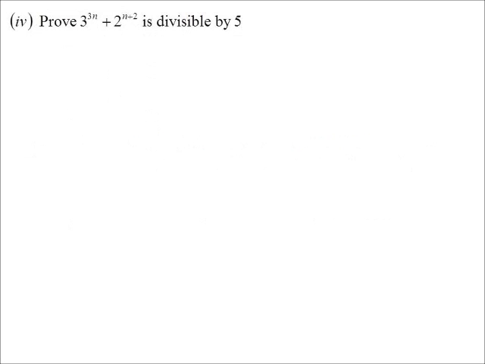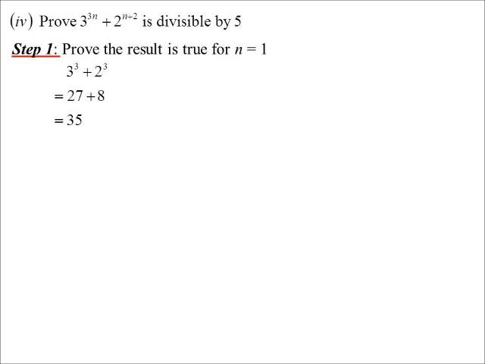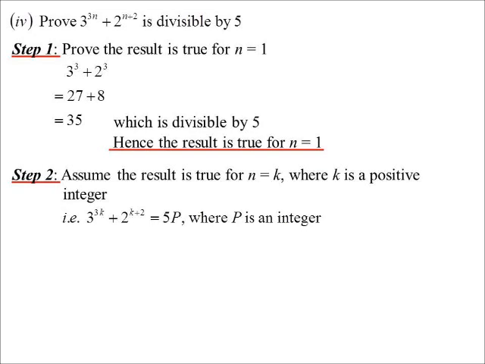Let's try another one. 3 to the power of 3n plus 2 to the power of n plus 2 is divisible by 5. So this one's not as immediately obvious as the last one. Okay. Well, let's see what happens when n is 1. When n is 1, I get 3 cubed plus 2 cubed ends up being 35. So yep, works for that one. 35 is divisible by 5. Good. My assumption, okay, well, 3 to the power of 3k plus 2 to the power of k plus 2 will equal 5 times something. Again, I'll call it p.